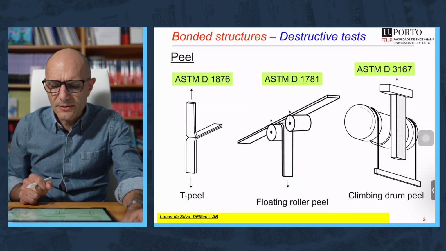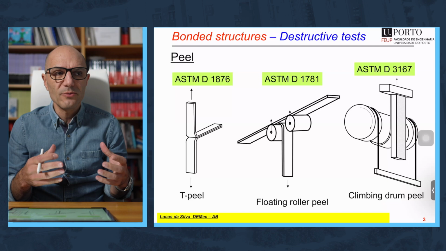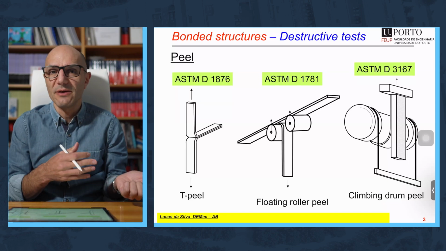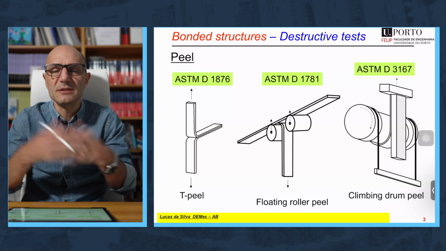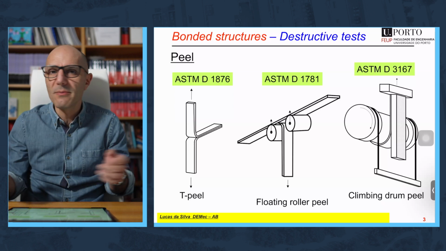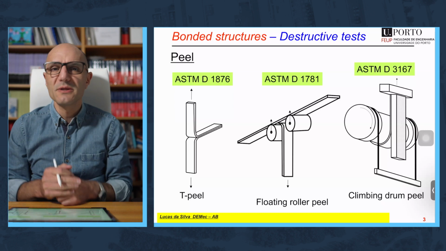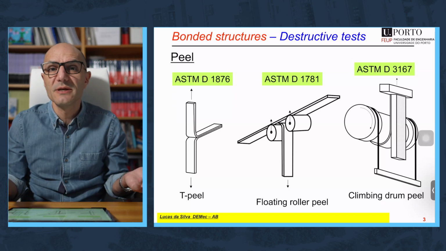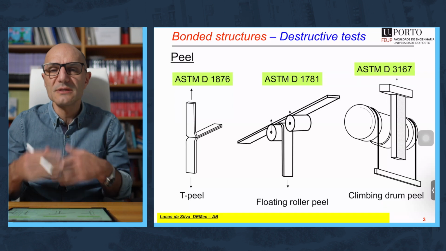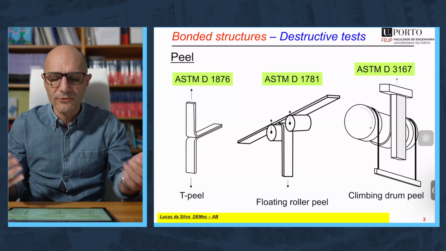Let's see the destructive tests. So we know that we have these defects. One way to check if there is a defect or not is to test, obviously, destructive tests. We have seen so far one test, very common. The overwhelming majority of the tests done is that test, which is the single-lap joint. Okay, but we don't only use single-lap joints to assess the quality of the joint.